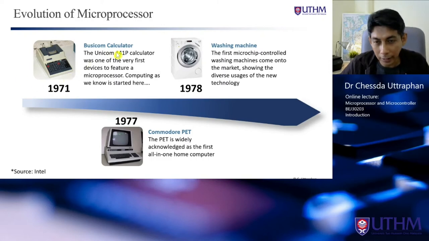And this is used in the first electronic calculator in 1971, 50 years ago. And very fast, in 1977, we have what looks like the first all-in-one computer where we have a monitor, we have the keyboard, we have the processor inside. Looks like the first PC emerged, huh? In 1977. And the year later, the first washing machine that used a microcontroller, a microprocessor embedded inside, was introduced in 1978. It means the washing machine is controlled by a microchip, microprocessor.